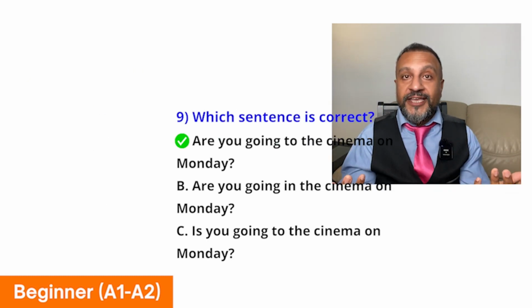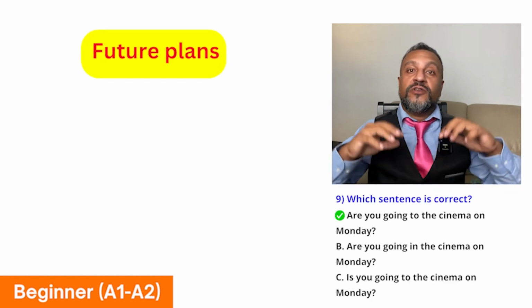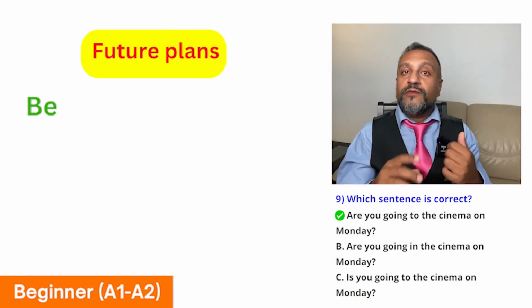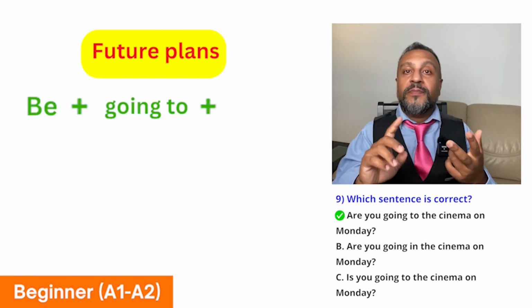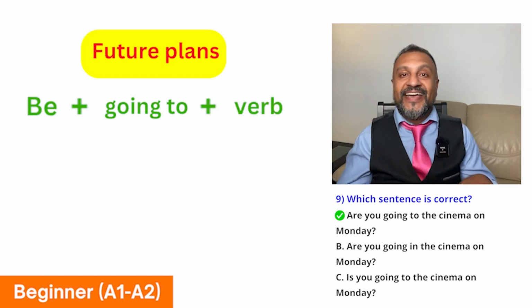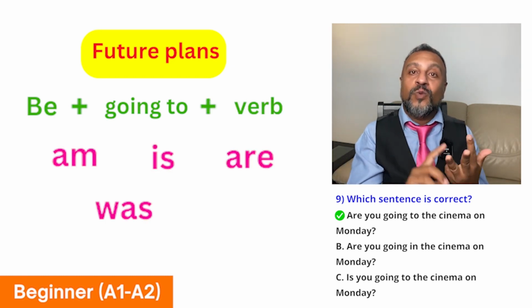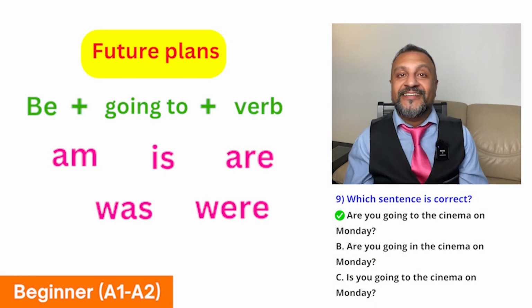But why? Here we are talking about future plans. When you talk about future plans, we have be plus going to plus the verb. And be stands for am, is, are, was, were.